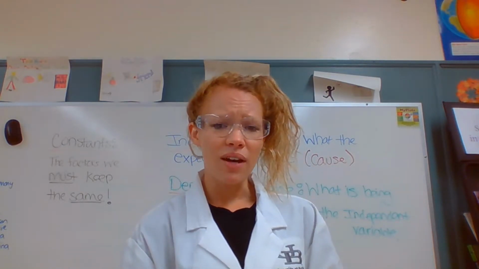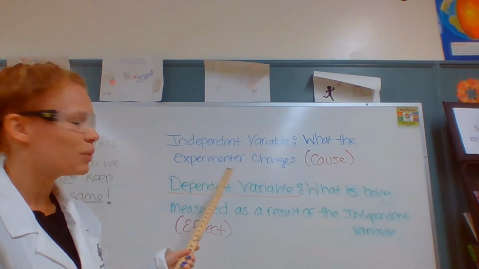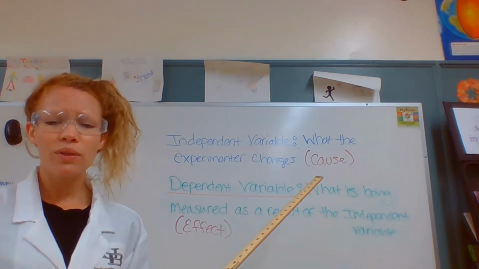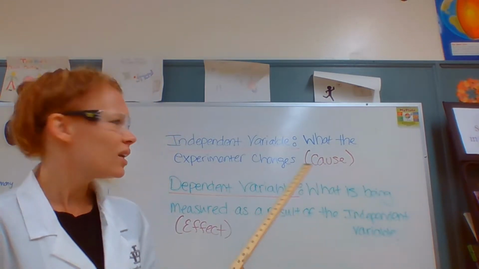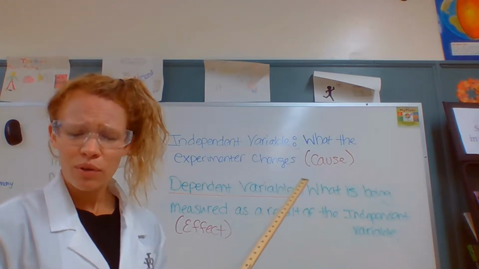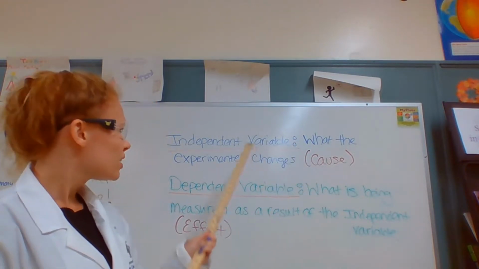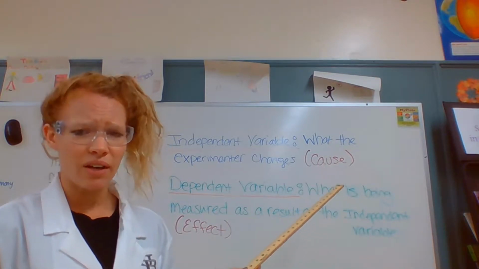So the independent variable is what the experimenter changes. So they are in control of the independent variable. I like to think of the independent variable as the cause. So we have cause and effect. The independent variable is the cause. So whatever the experimenter changes, whatever they're in control of, that is the independent variable.